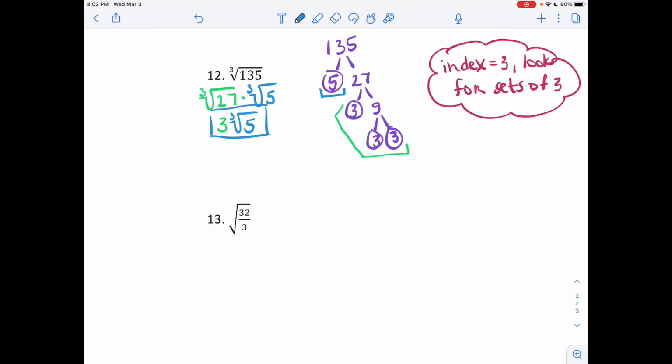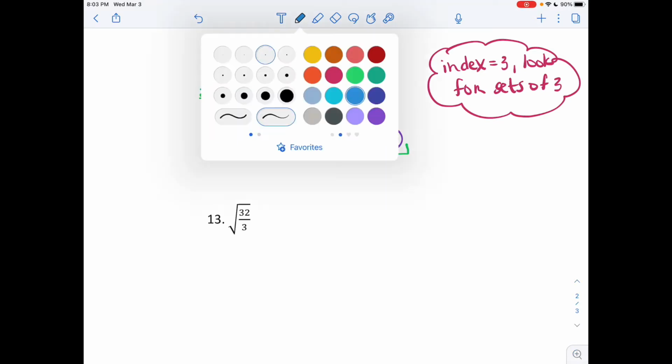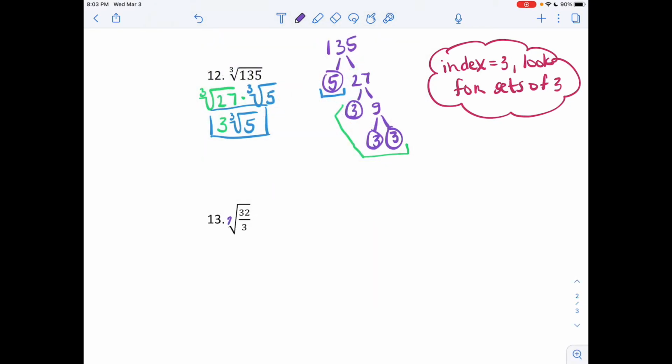This last one violates one of the properties of simplified radicals, and that is that the radicand can't have any fractions. And right now, I have a radicand of 32 over 3. So let's use our quotient property to break that up and then deal with each piece separately. So I'm going to just make a note here temporarily that this is a square root, just to remind me of that. And using the quotient property, I'm going to go ahead and say that this is the square root of 32 divided by the square root of 3.